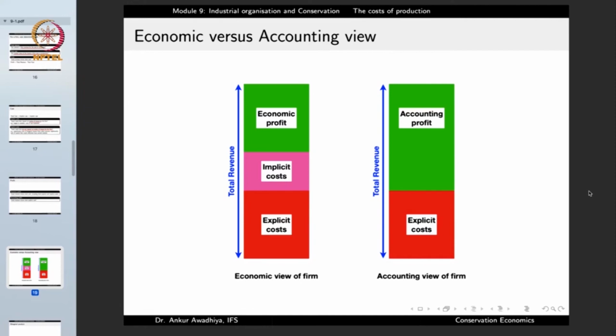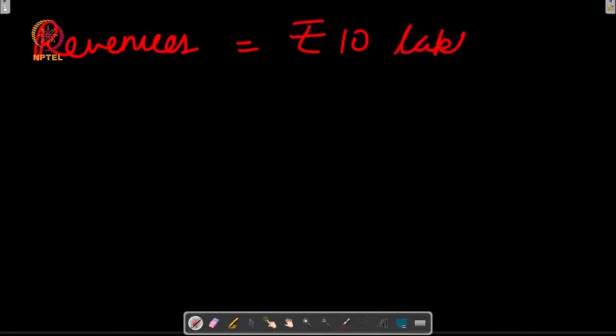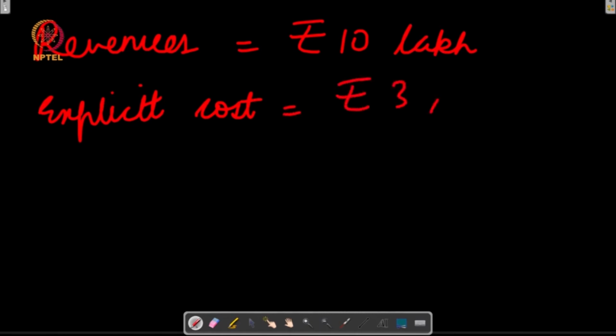Now, this distinction between economic view and accounting view has a very big bearing for conservation. Because, say, a company or a firm that is manufacturing a good and is polluting the environment. Now, how would the accountant and the economist view such a firm? Now, let us say that the net revenues of this firm are rupees 10 lakhs and the explicit cost is say rupees 3 lakh.